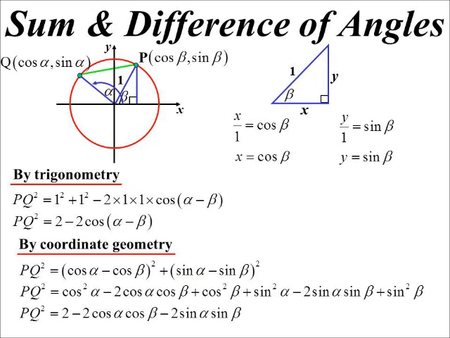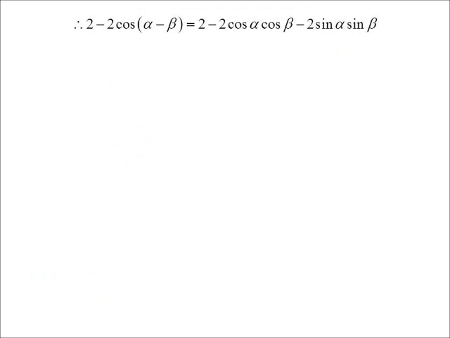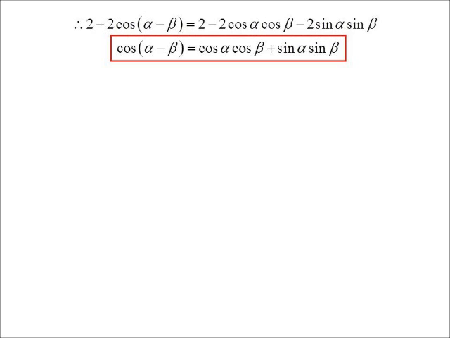And here's where I'm going to have to break the news to you. I actually lied. I couldn't care less how long PQ is. All I really wanted with these 2 expressions for PQ squared is that if they're both equal to PQ squared, they must be the same thing. So now I can say 2 minus 2 cos alpha minus beta must equal 2 minus 2 cos alpha cos beta minus 2 sine alpha sine beta. And I come up with our first little relationship there, that the cos of alpha minus beta is the cos of alpha cos of beta plus the sine of alpha sine of beta.